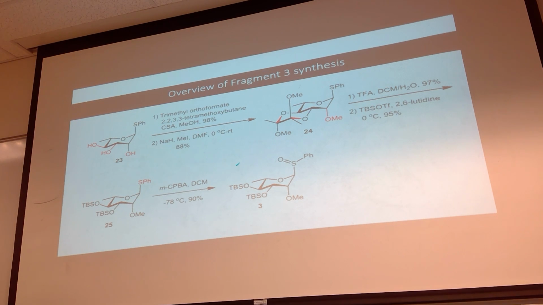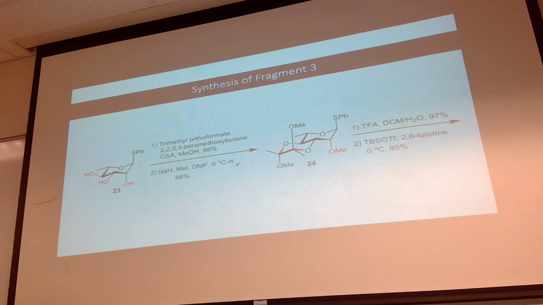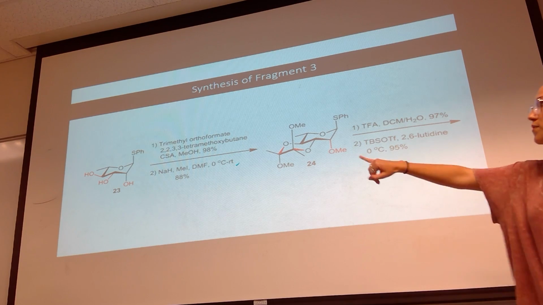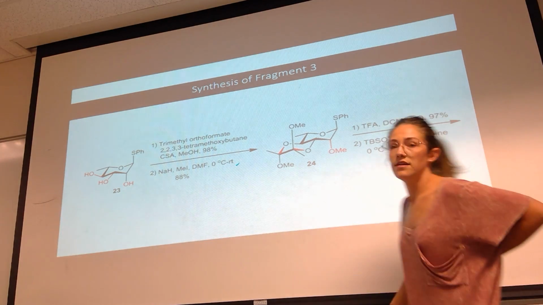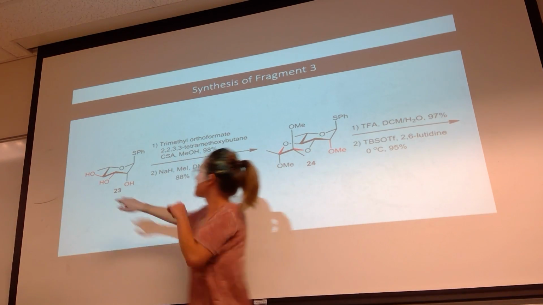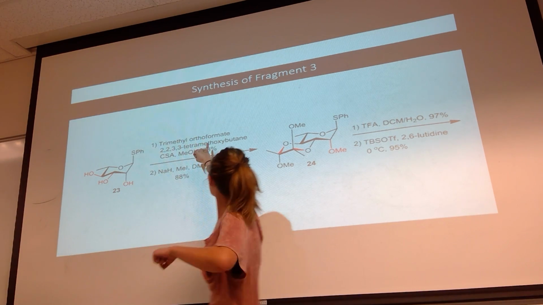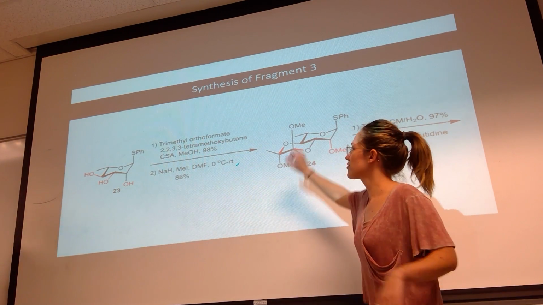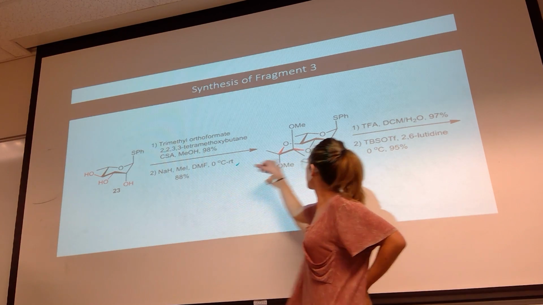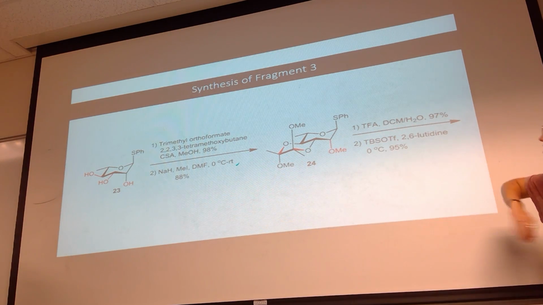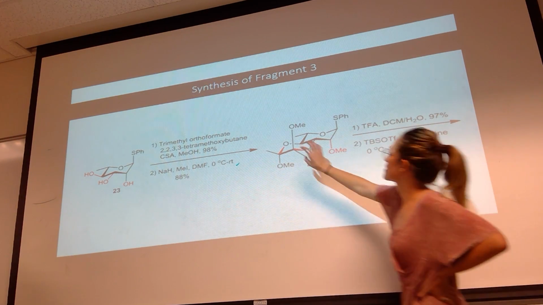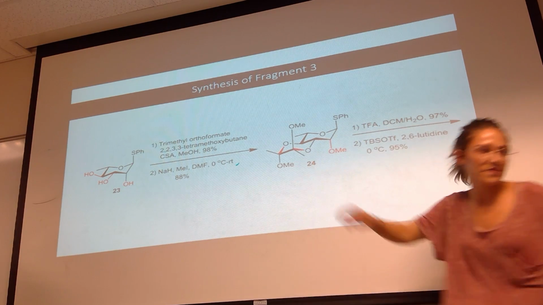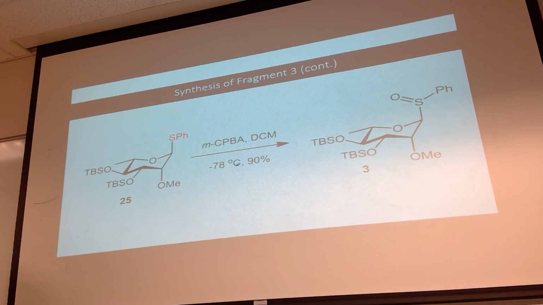So fragment 3 is 3 simple steps. So we take 23 and these oxygens are going to be protected by an orthoformate. It's going to form the cyclic structure that is going to methylate the oxygen. Then finally, this is going to deprotect that. That is going to reprotect that. And then it's going to go through an oxidation to form our final fragment 3.